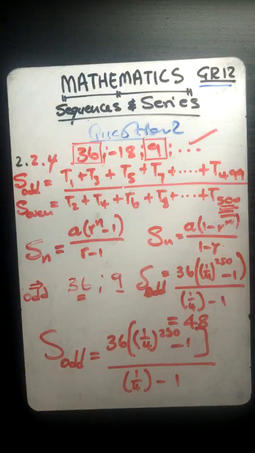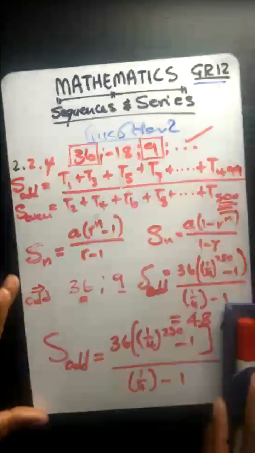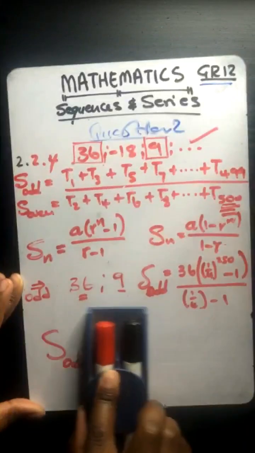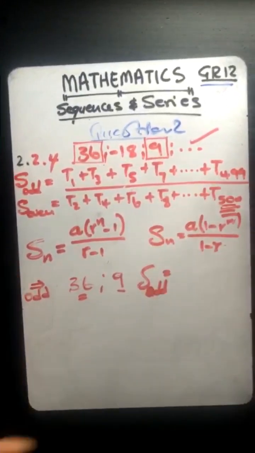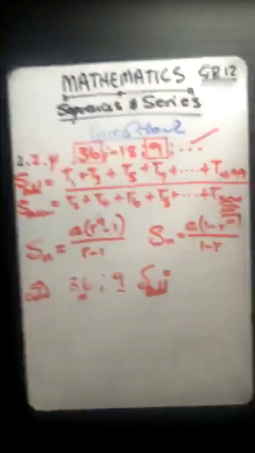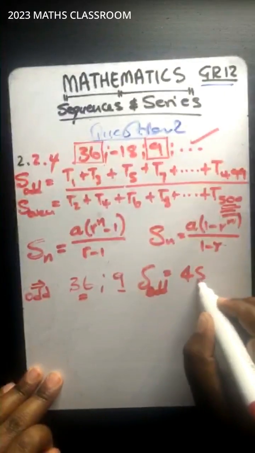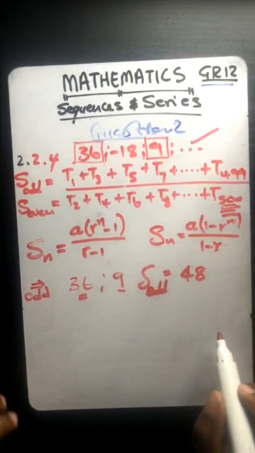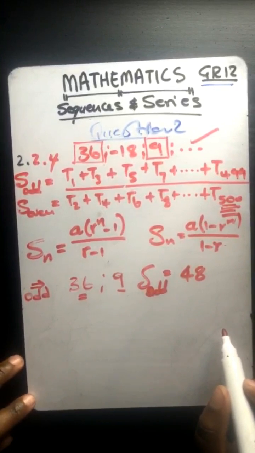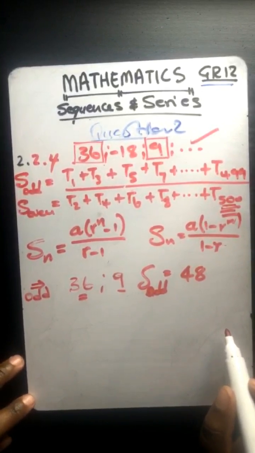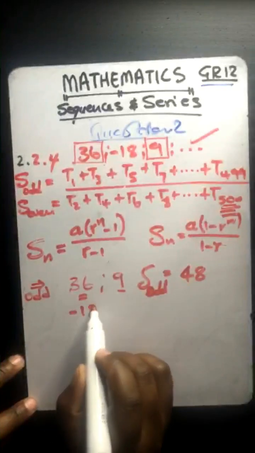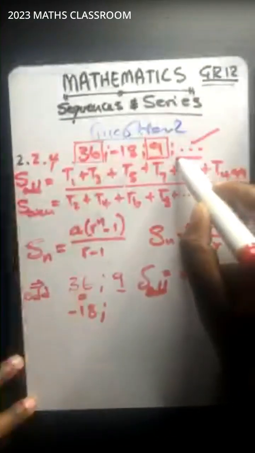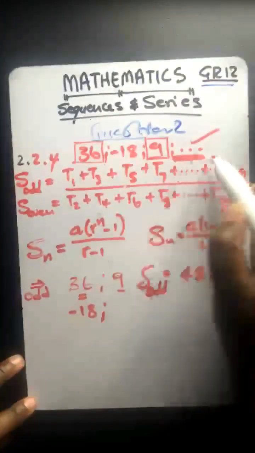So now you also do the same for the even. No, we just did it for the odd, and that was 48. Now we do the even numbers. For the even numbers, we know we are having negative 18. We will need to jump this one and use that one. So what will this number be?